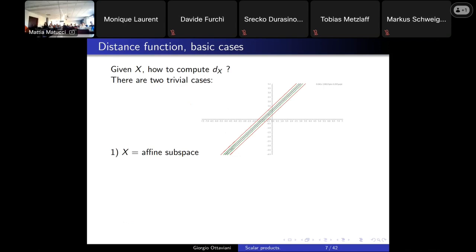And also it's obvious that if you want to compute the distance from one point, well, there is a unique solution, the orthogonal projection. And there is this analogy. These are the only varieties which have only one critical point, the affine subspace. Then there is a second trivial, the sphere.